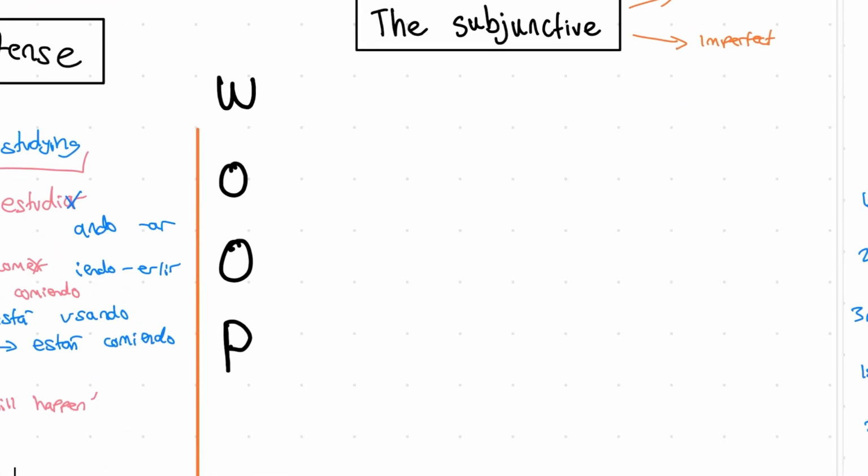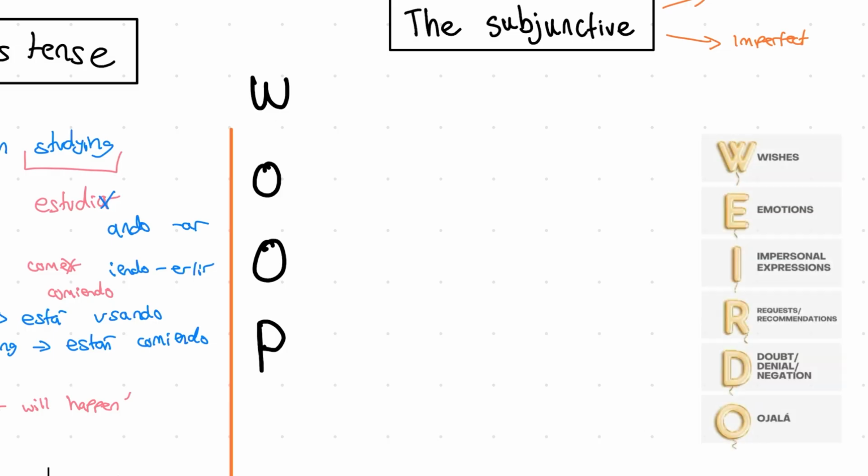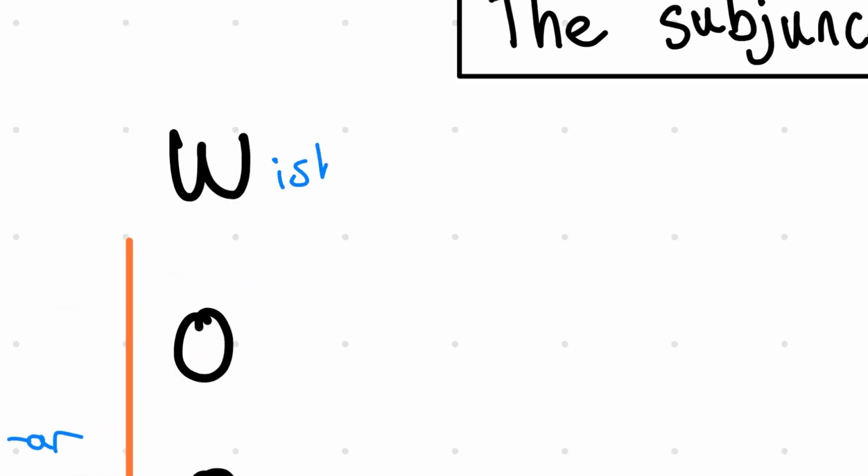I said that the subjunctive is used in specific situations. We've got acronyms to help us learn these situations. The one I'm going to talk about is WHOOP, but there is another one called WEIRDO. I'm going to use WHOOP just because it's shorter, but WEIRDO stands for wishes, emotions, impersonal expressions, recommendations, doubt, and ojalá. All of that is mostly covered in the shorter acronym WHOOP. So the W here is for wishes.